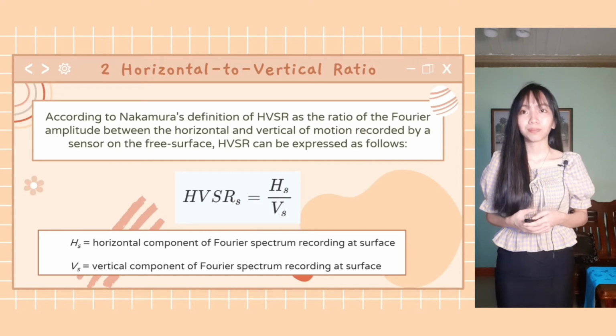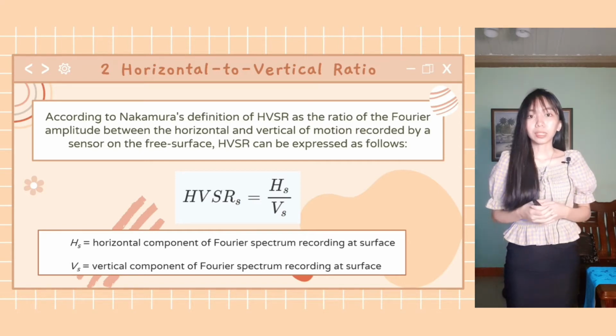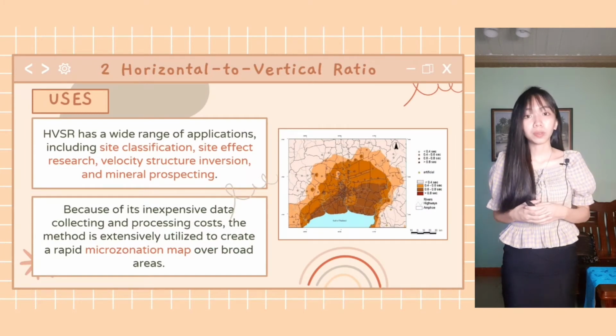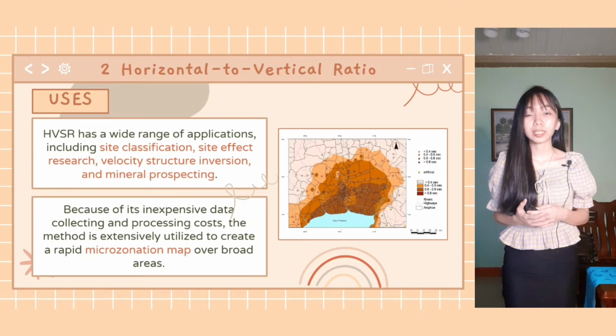What are the uses of HVSR? HVSR has a very wide range of applications, including site classification, site effect research, velocity structure inversion, and mineral prospecting or mineral exploration. Because of its inexpensive data collecting and processing costs, the method is extensively utilized to create a rapid microzonation map over broad areas, just like what you can see on your screens right now.